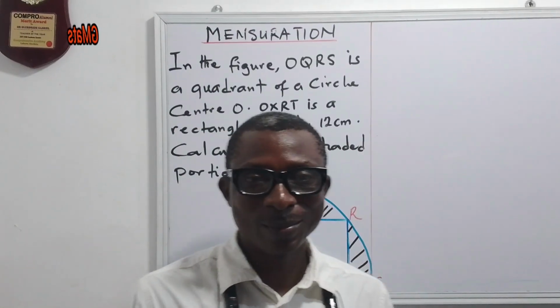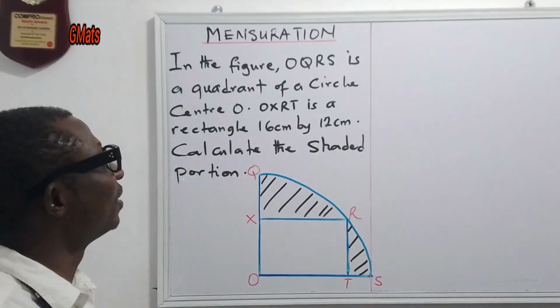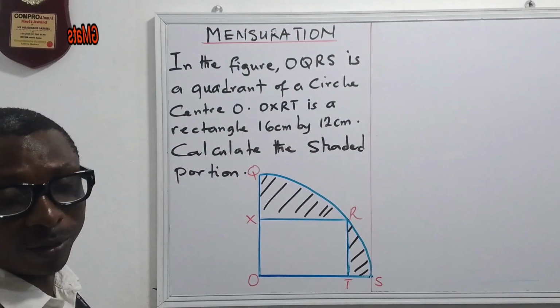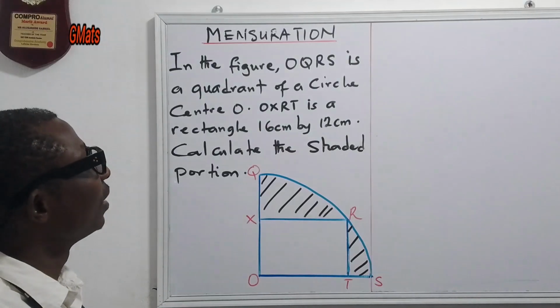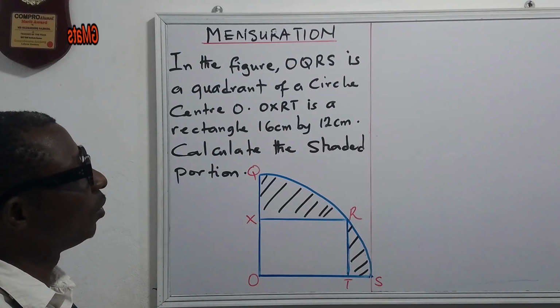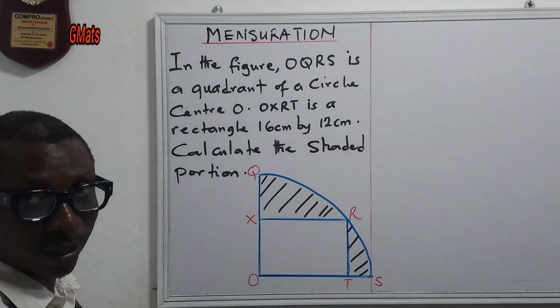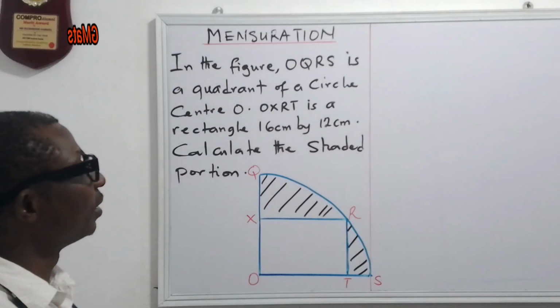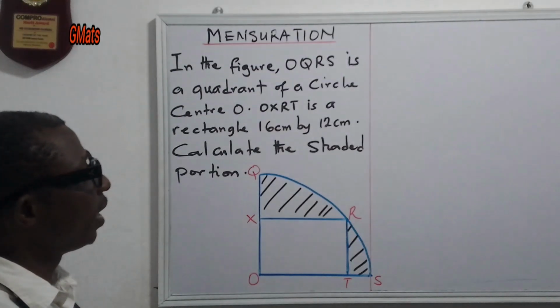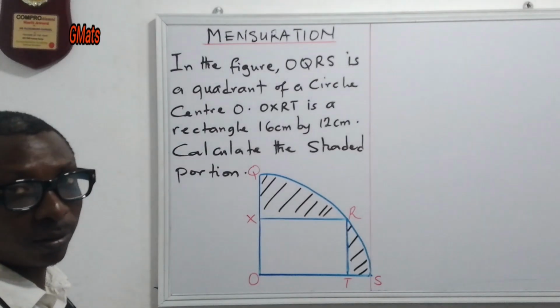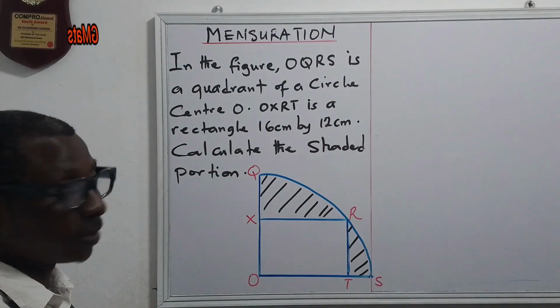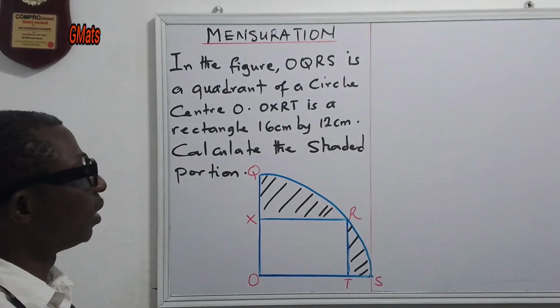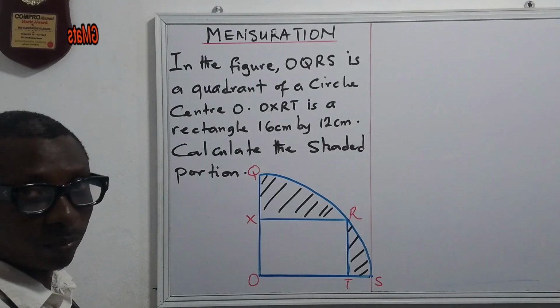Hello, let's solve this problem under mensuration. Now, in the figure, OQRS is a quadrant of a circle, center O. OXRT is a rectangle of dimension 16 centimeter by 12 centimeter. Now, you have to calculate the shaded portion.